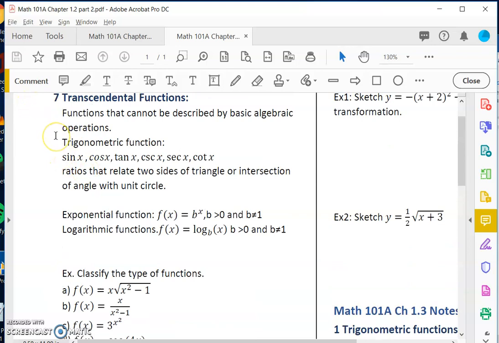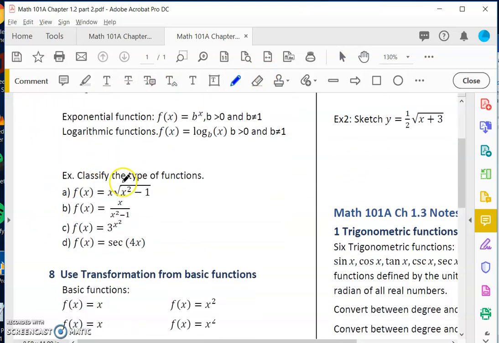So I have an example here. A is x times the square root of x squared minus 1. You see this kind of function in chapter 4 when we learn how to graph them. So what kind of function is it? Just a root function? No, because it has an x outside, so it's a combination of all those. So I would say this is algebraic.